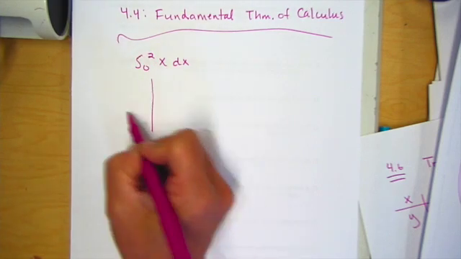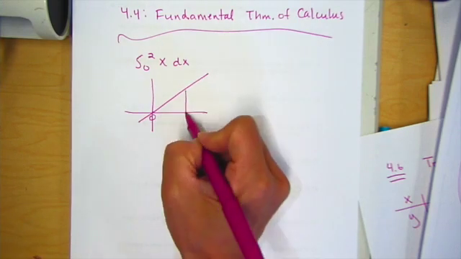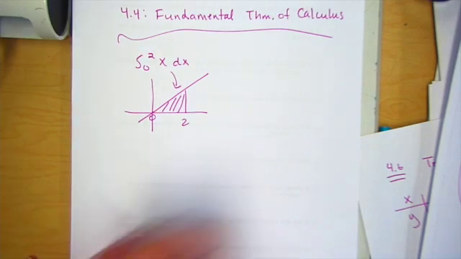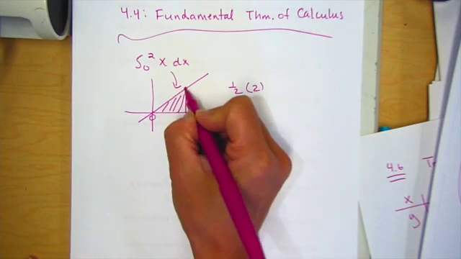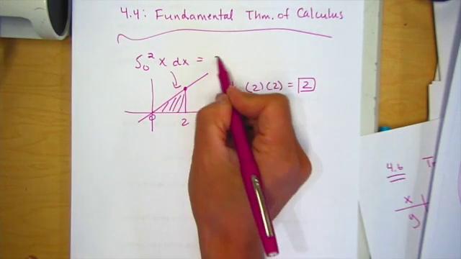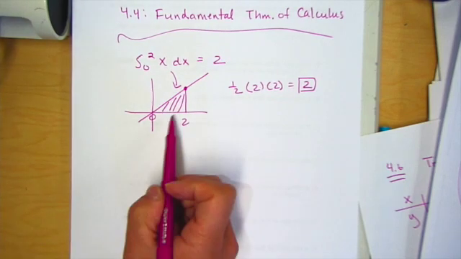So I know that this means we look at the function x, and we're going to look at this graph from 0 to 2, and this is what this represents, the area of that shaded region. So I'm just going to do it geometrically. It's a triangle, 1/2, base is 2, the height is also 2, so this definite integral has a value of 2.